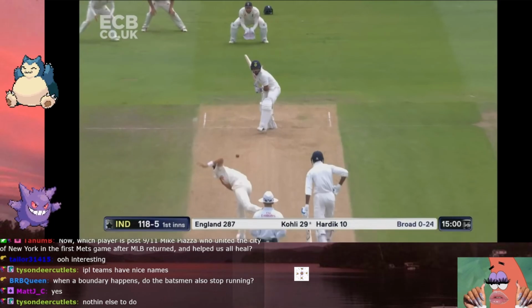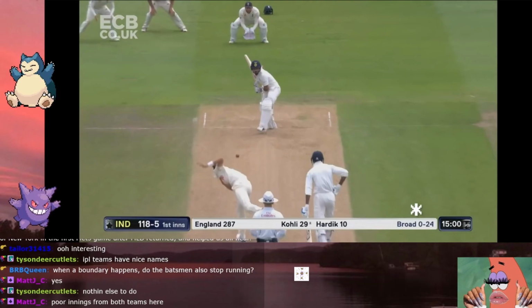Then it says England 287. So that's how many runs England scored in their innings. And since this is a test match, both teams will play 2 innings. Then you've got information about the 2 batsmen that are currently up and how many runs they've scored so far. Then at the end, it says Broad 0 for 24. This means that Broad, the bowler, has taken 0 wickets so far and has allowed 24 runs. And the 15:00 over there, that's just the time of the day.